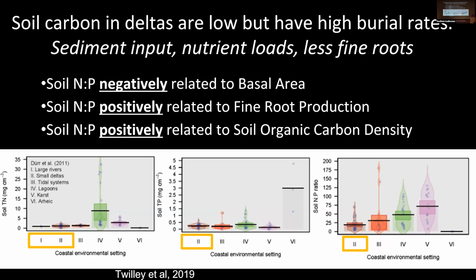And then lastly here, the soil N to P ratio is positively related to that organic density. So if we have a higher N to P ratio, we have a higher organic density. Within delta systems themselves, they have a lower N to P ratio, and again, that's less fine root production and less carbon density. And so we have this relationship where we can look at the productivity within the soils of these different regions.